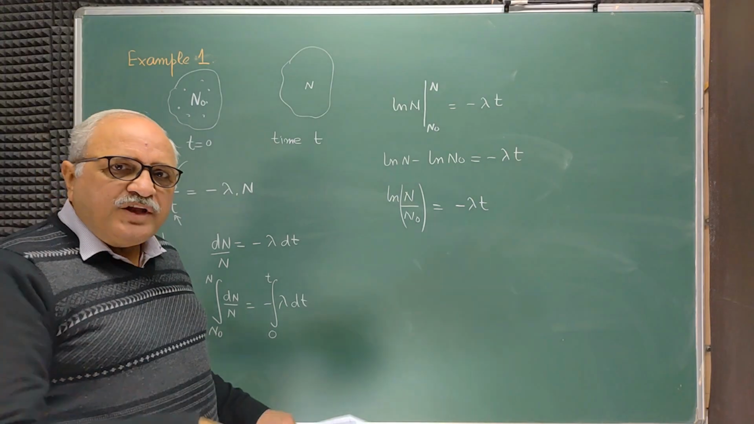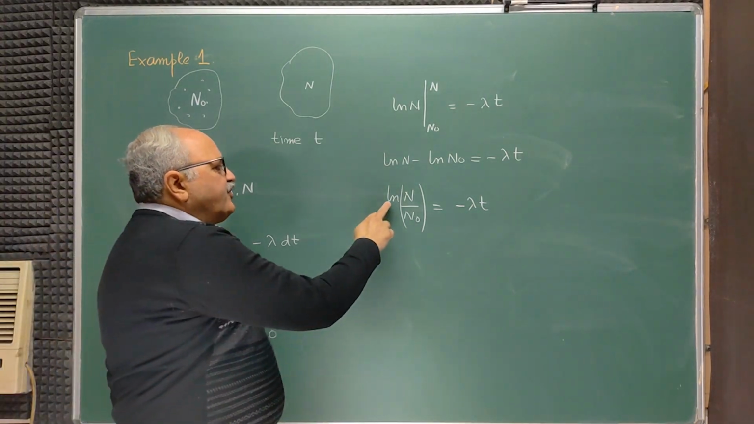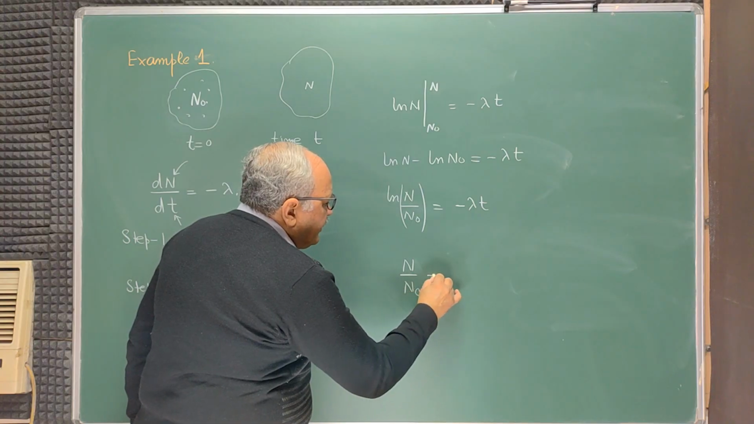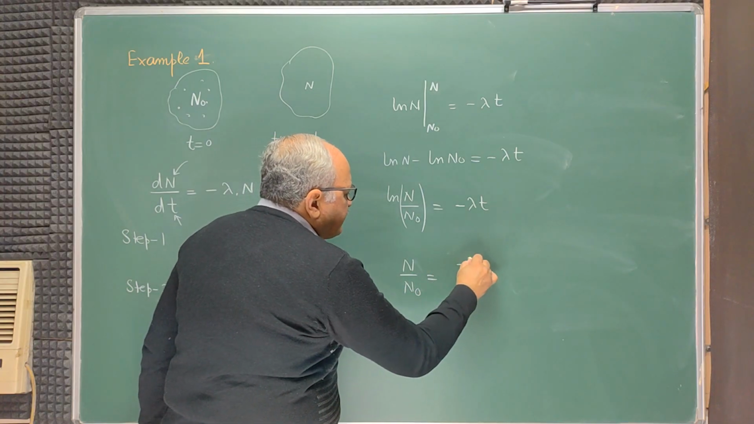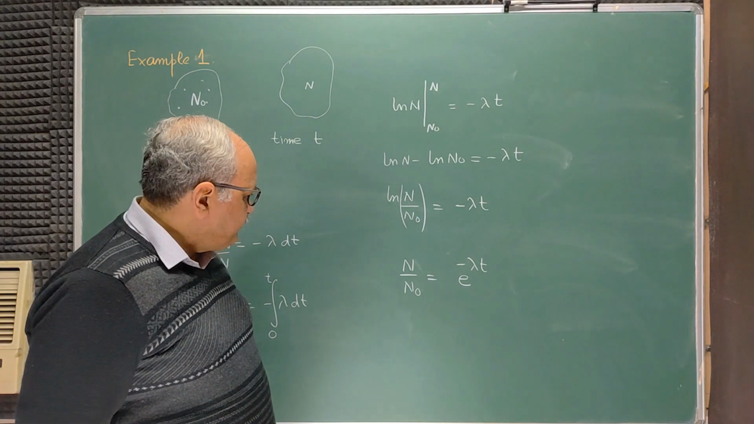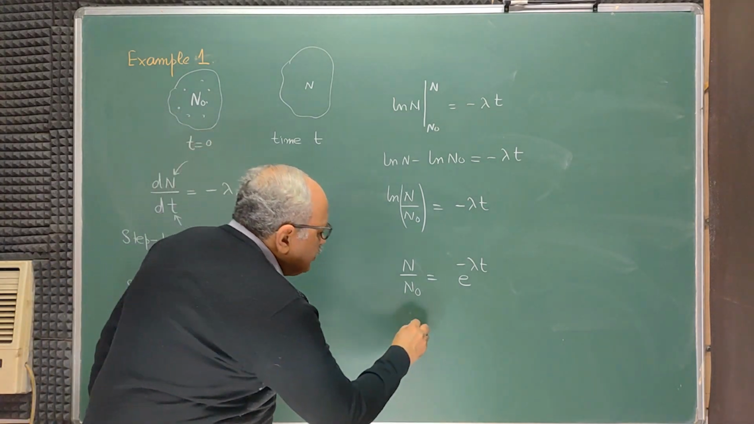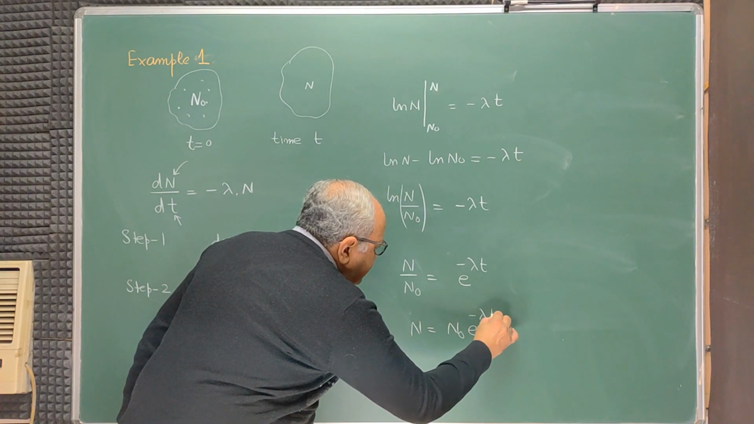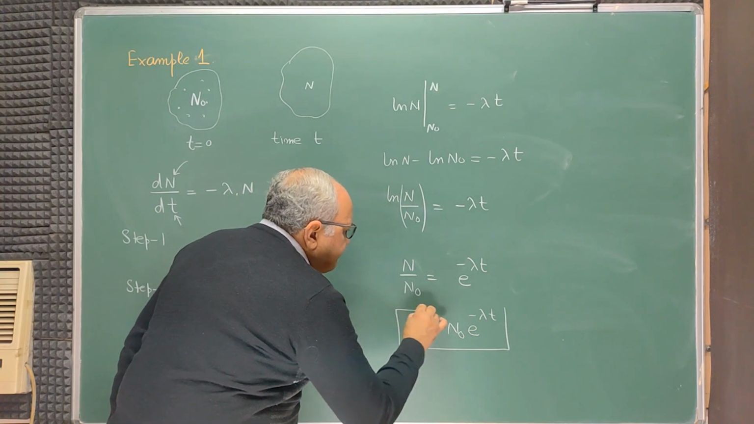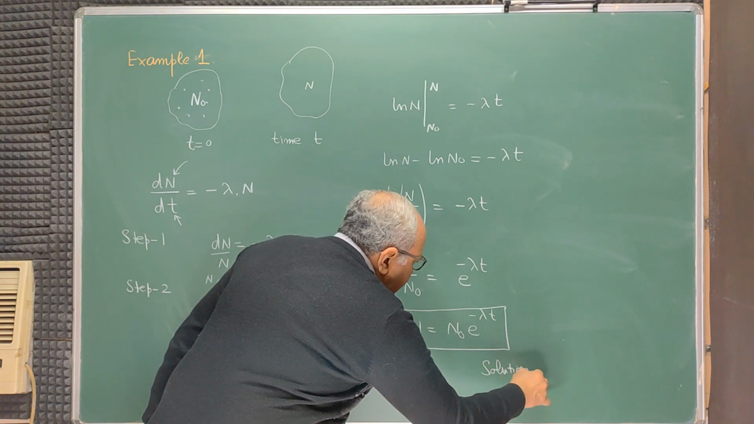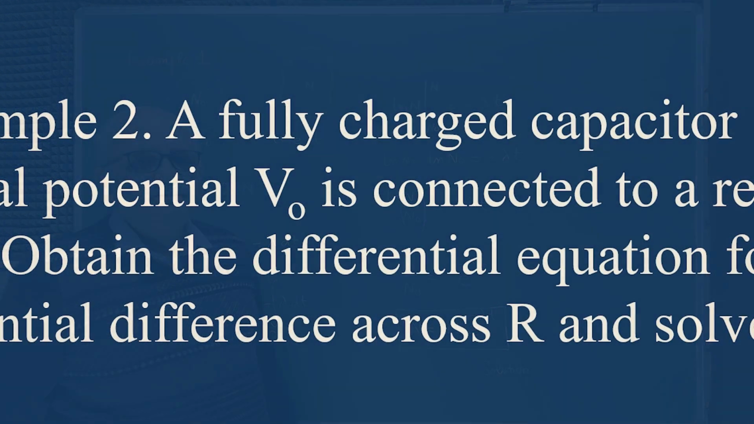So taking exponential on both sides, which is the inverse function of log, we get here n by n0 equals e to the power minus lambda t. So now we have the expression n equals n0 e to the power minus lambda t. That is the final solution of our differential equation.